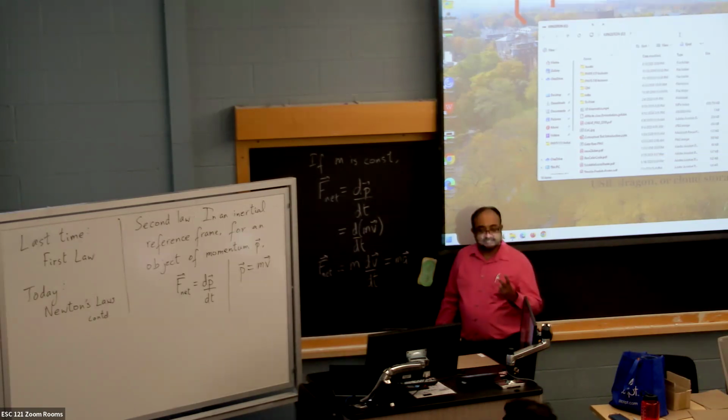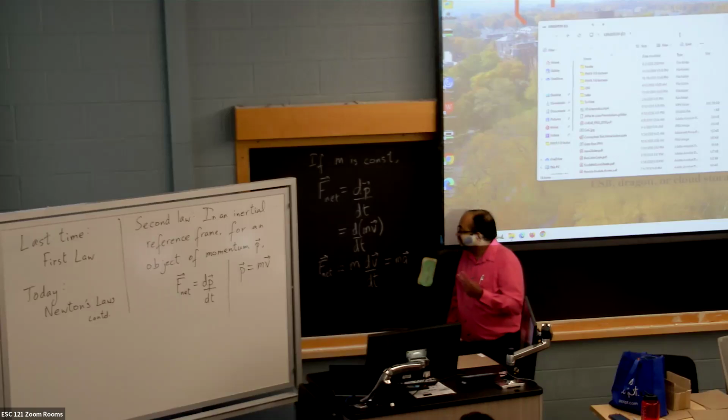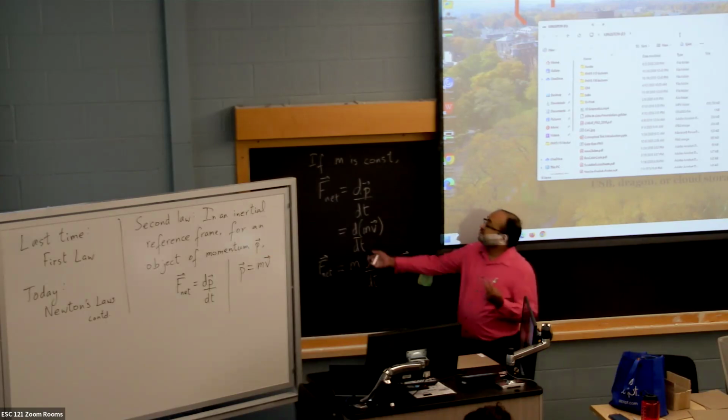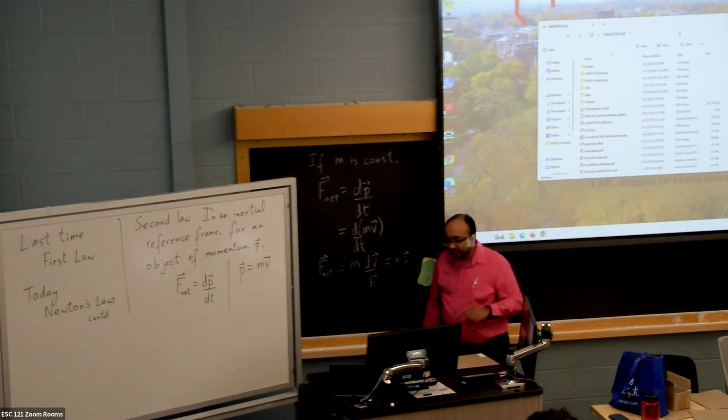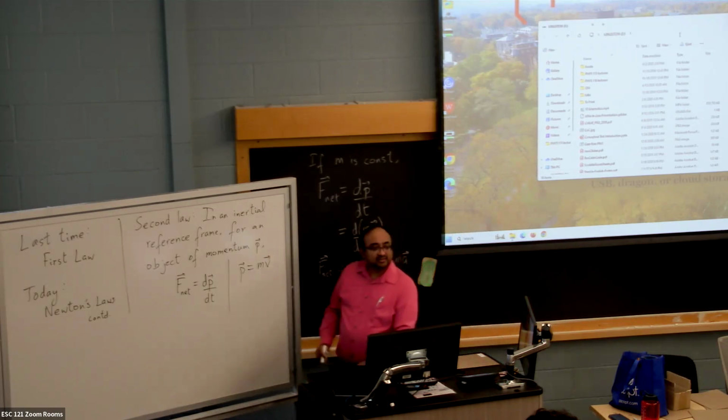But there are two caveats to that. One is it's not F equals ma, it's F net equals ma, right? And the second is that this only holds if the mass is constant. What's an example of a system where the mass is not constant?